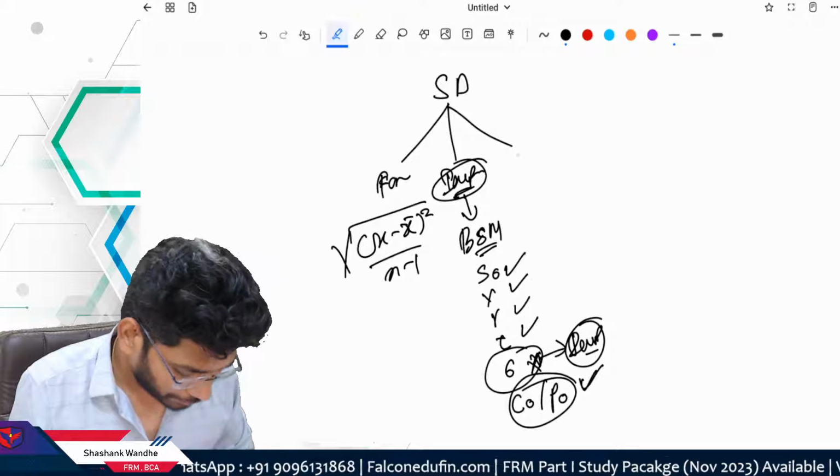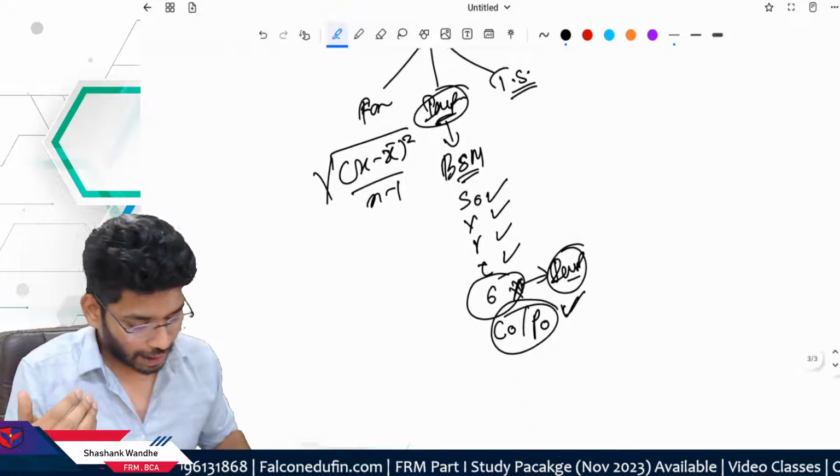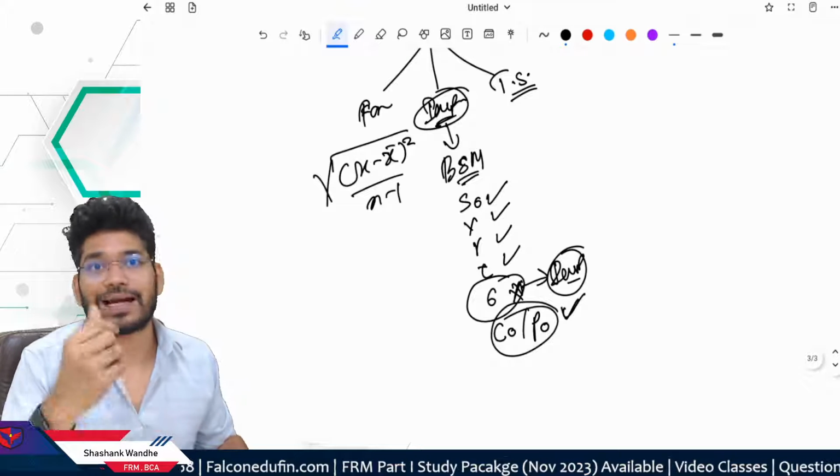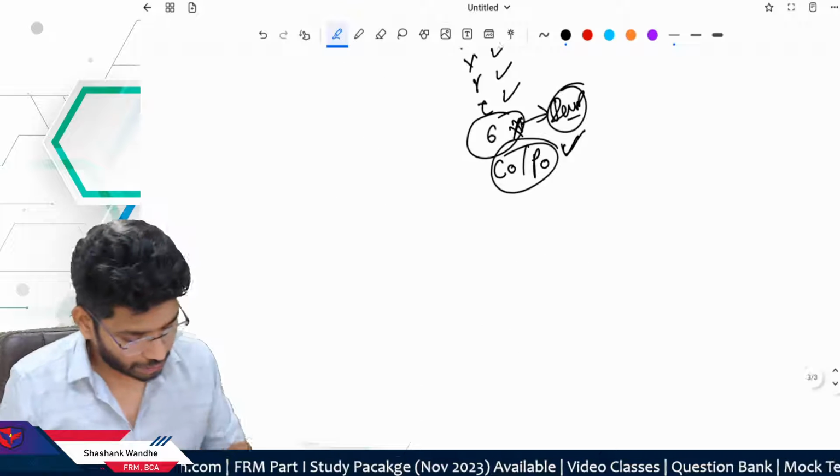Then we use some time series models, and these are for the calculation of standard deviation. Then the standard deviation can be used in VaR. So mainly these calculations are used in forecasting.